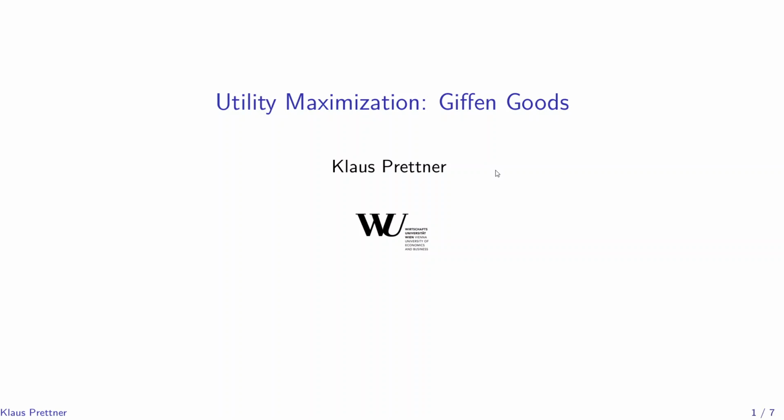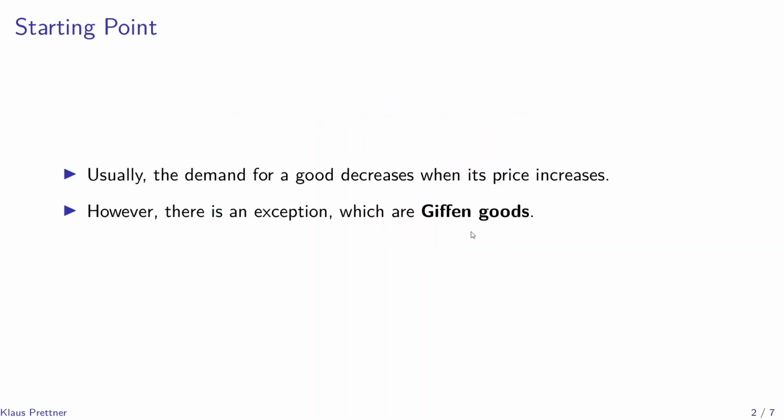This chapter is on Giffen goods. We have discussed in the last chapter the inferior goods, for which it is the case that when incomes rise, their demand falls. Now for Giffen goods, it's an even stronger effect, namely that if their price increases, then their demand would increase.